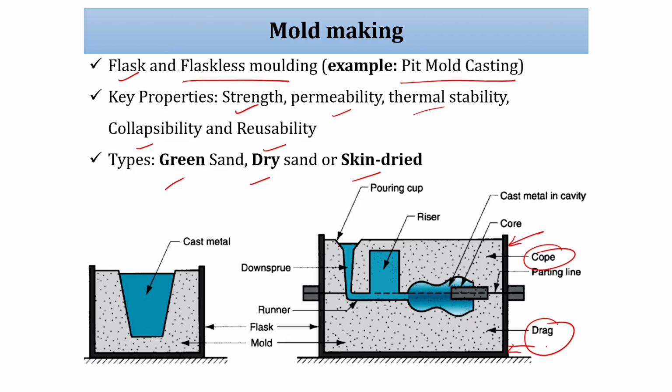In green sand, there is moisture. In dry sand, what will happen? First moisture will be there, then we go to an oven where all the moisture will be removed, because there will be some organic binder. The third is skin dried, near the mold area, near the pattern area, where we use heat and remove the moisture. That is skin dried.